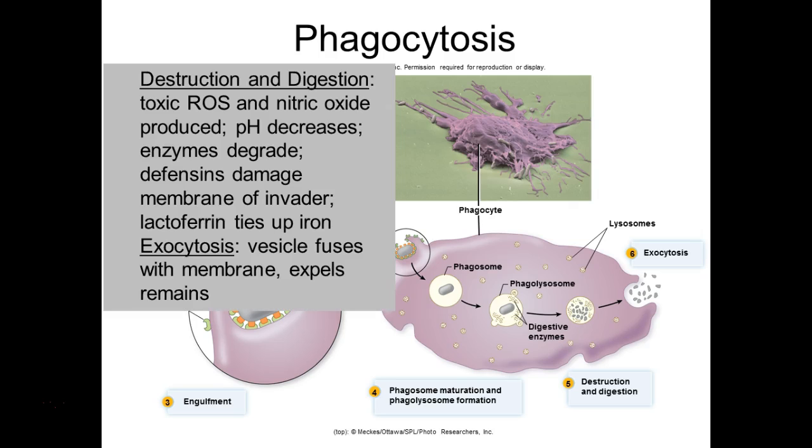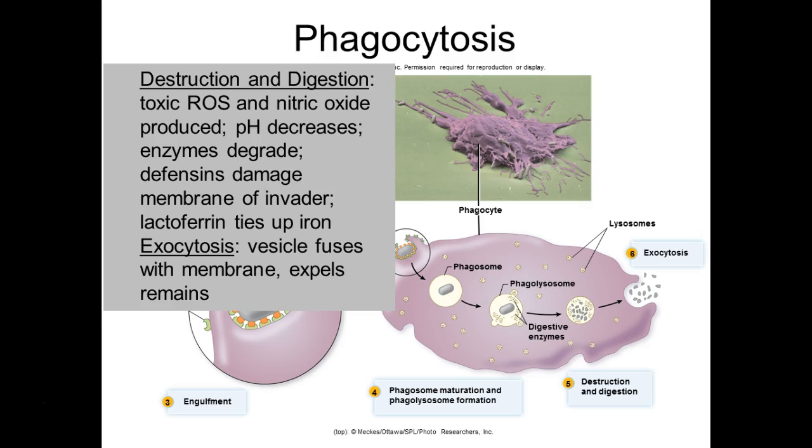So we're going to destroy it. We're going to use toxic substances like nitric oxide. As I said, the pH is going to decrease significantly. It's going to become very acidic. The enzymes are going to degrade. Defensins are going to damage the membrane of the invader. So this is a substance that we produce. They're proteins or peptides. They're not quite long enough to be considered proteins, but made of amino acids. And they literally stick into the membranes of foreign cells and disrupt them.